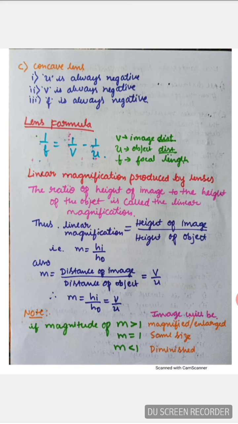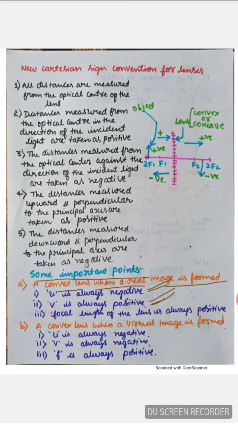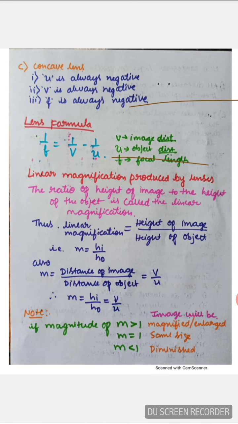Okay, so hope you have understood all the three, A, B and C. In the case of a convex lens, let me repeat it once again. When the image is real, u is negative, v is positive, focal length is positive. When the image is virtual, u is negative, v is negative and focal length is positive. So in the concave lens, u, v and f are negative.